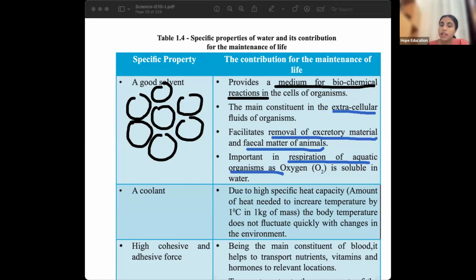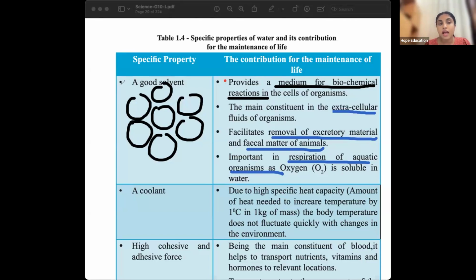From water. Now, where do we get oxygen? We get oxygen from air. So, if aquatic organisms are getting oxygen from water, that means the oxygen in the atmosphere has to dissolve in water. It is because the oxygen dissolves in water that aquatic organisms can take oxygen from water. So that is also an example for water being a good solvent. Since water is a good solvent, oxygen in the atmosphere can dissolve in water.